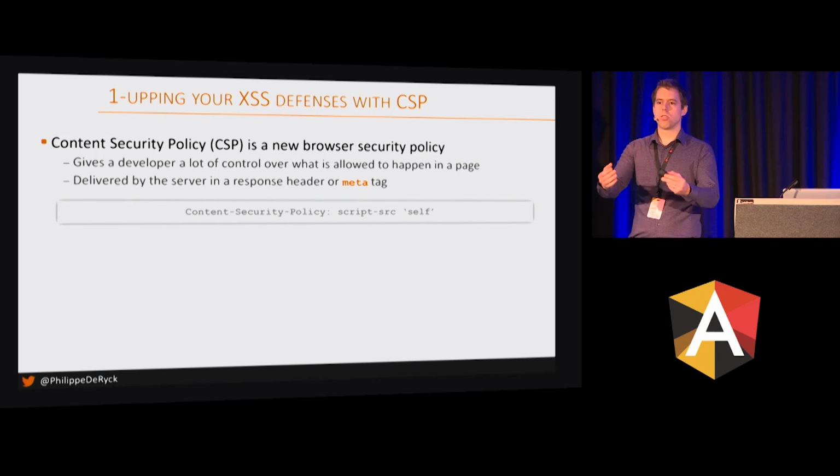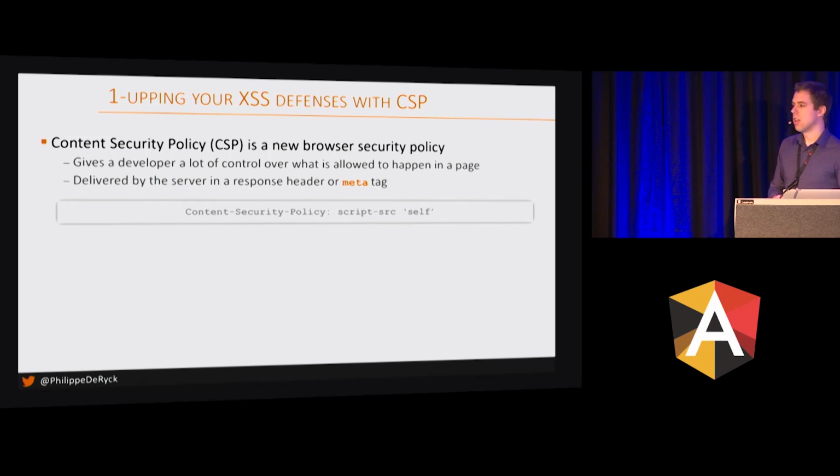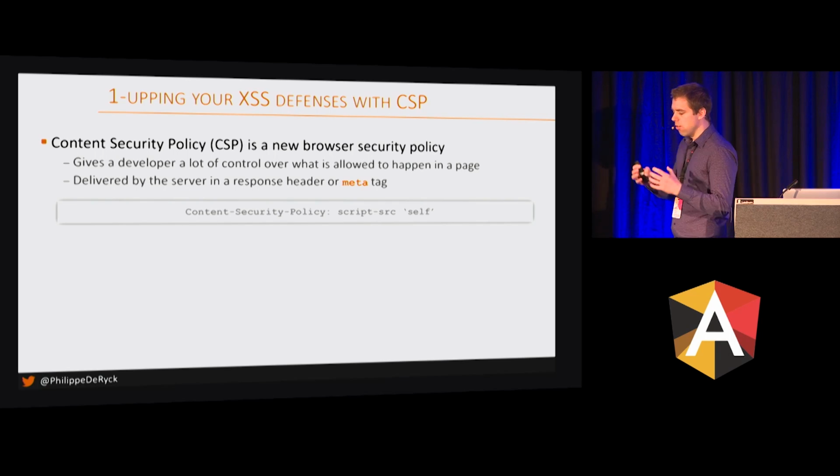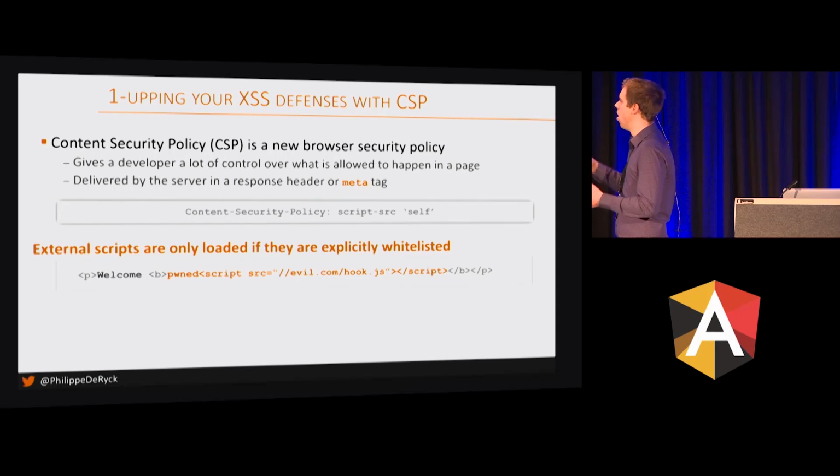So the server can give the browser a security policy and say, enforce this on my application and make sure that my application is protected. Essentially, you give it in a response header or a meta tag. And what CSP does is, by default, it applies 2 different protection mechanisms. The first is it prevents remote scripts from being loaded unless they are whitelisted.